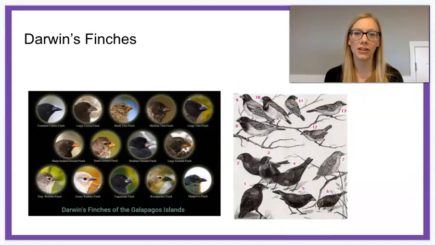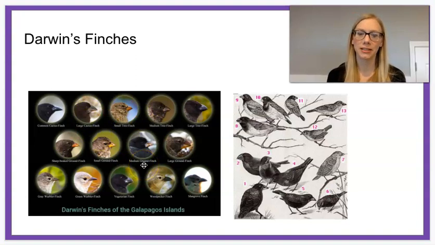So when we look at all his finches, this is just a picture of some of the finches he saw on the different islands. And you can tell that they look kind of the same, but some of their beaks are different because they have a little bit different purpose.